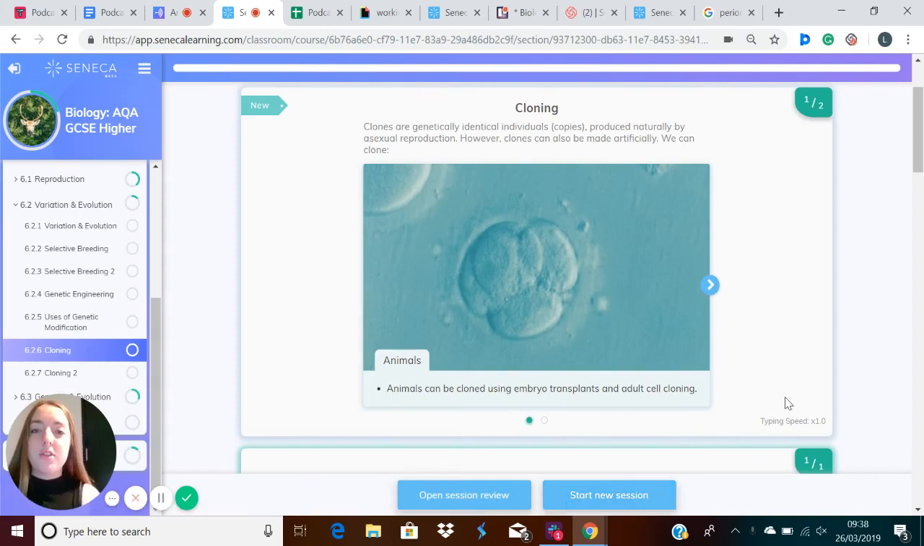We're going to explore the topic of cloning. Clones are genetically identical individuals produced naturally by asexual reproduction. However, clones can also be made artificially. In animals, they can be cloned using embryo transplants and adult cell cloning.